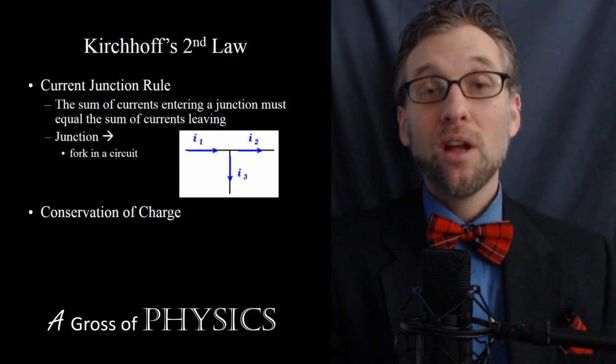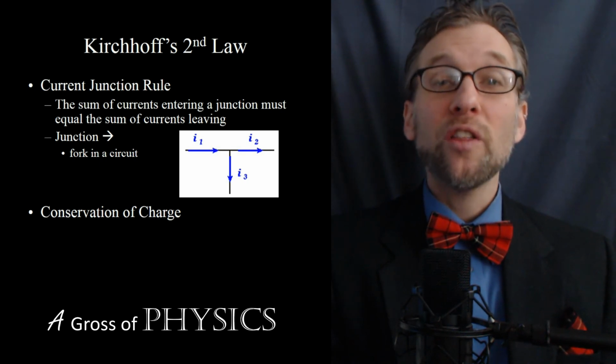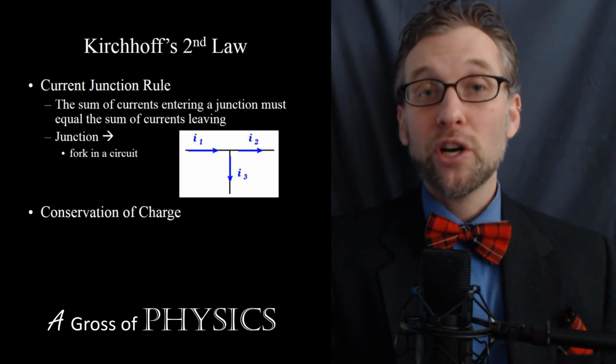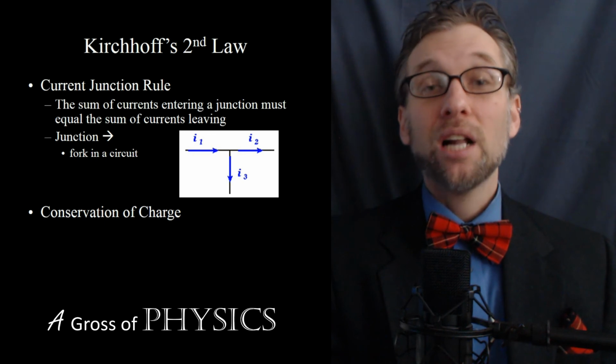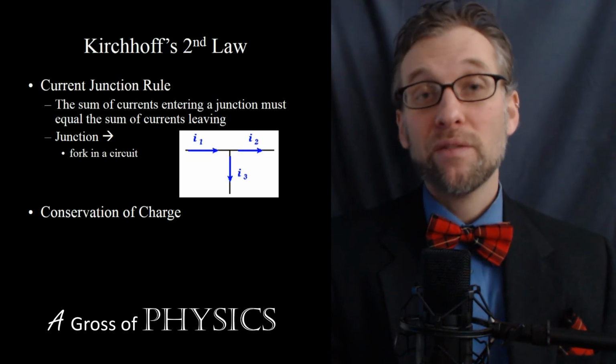The way this works mathematically is I put all the arrows going into a junction on one side of an equal sign, and I put all the arrows going out of the junction on the other. So current in equals current out. This is conservation of charge.